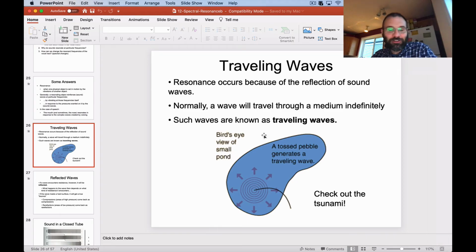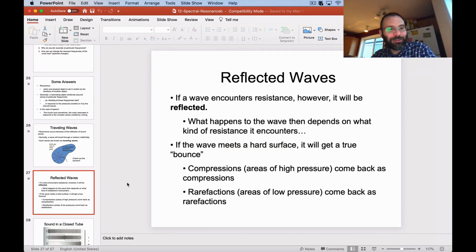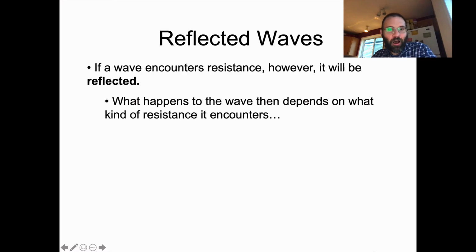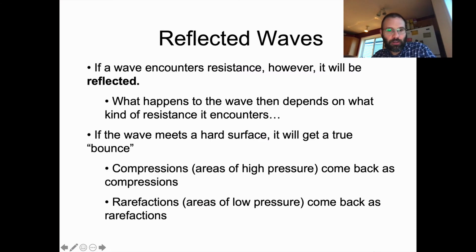Thankfully for us, it's years in the past, and we have totally new disasters to worry about, as we know. So I'll move on and remind you that the point of all that is that waves can get reflected. If a traveling wave encounters resistance, it will be reflected, and what happens to the wave depends on what kind of resistance it encounters. If the wave meets a hard surface, it gets a true bounce, and compressions, which we've talked about before, areas of high pressure in a waveform, will come back as compressions, and rarefactions will come back as rarefactions.